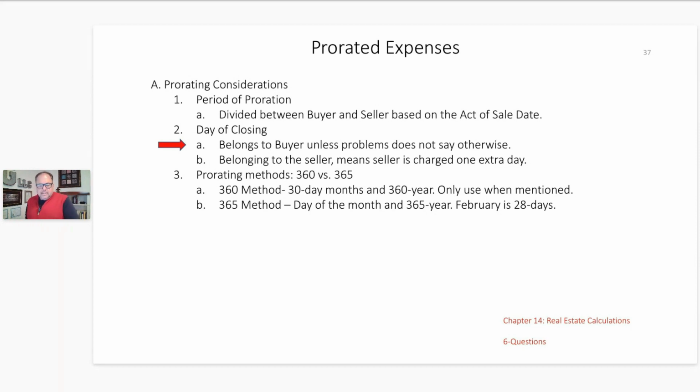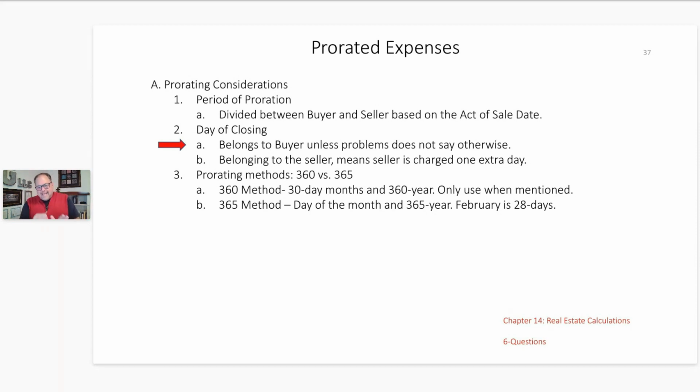Okay. The proration method, the 360 versus 365. 360 is another name they call the banker's year. This is called a banker or a statutory year. And so the 360 method would be 30 days each month and 360 days for the year. Only use the 360 method if it's mentioned. 365 is what it defaults to. You're always going to use the 365 method unless the problem says otherwise.